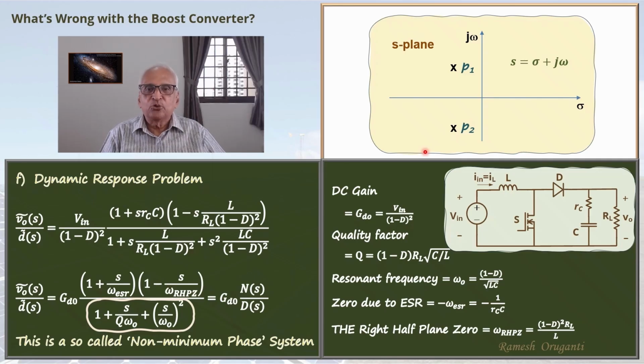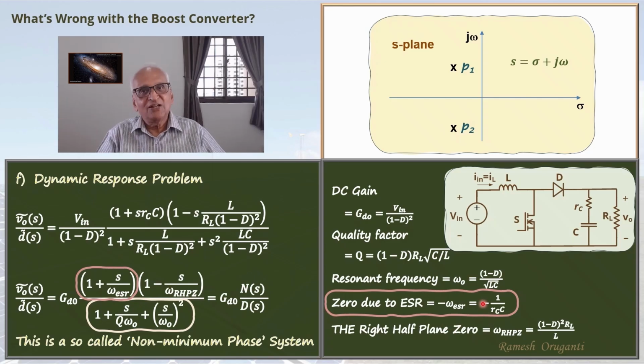Next, we will take a look at the ESR zero. That is s equal to minus 1 by RC C. That is on the left half plane. It's on the real axis on the left half plane. This does not pose a problem in the design. Last one, the right half plane zero, that is the culprit. It has got a positive value.